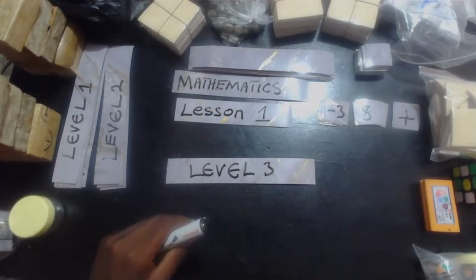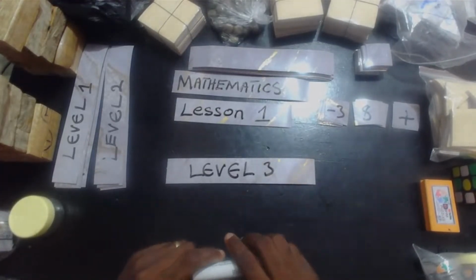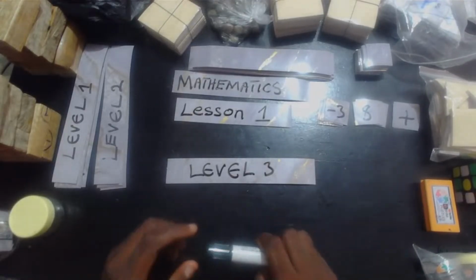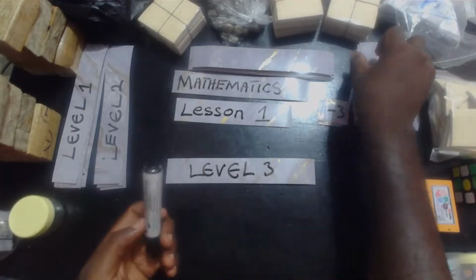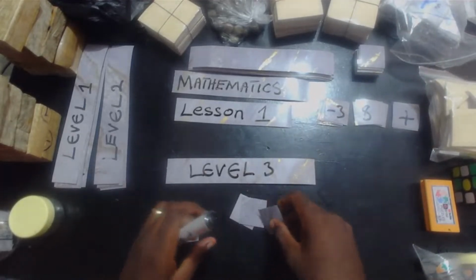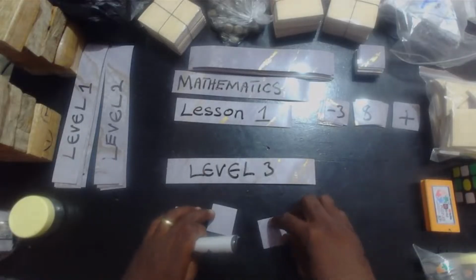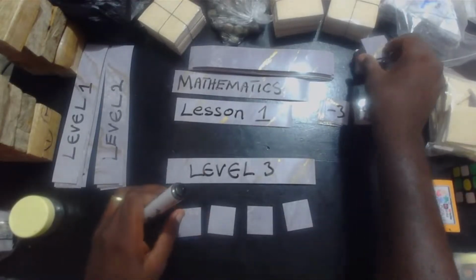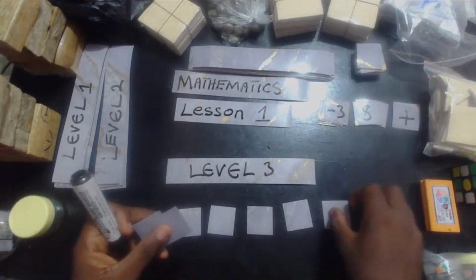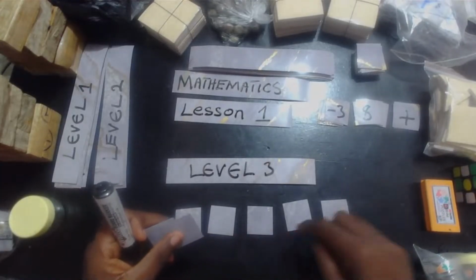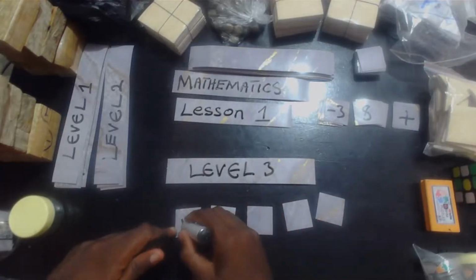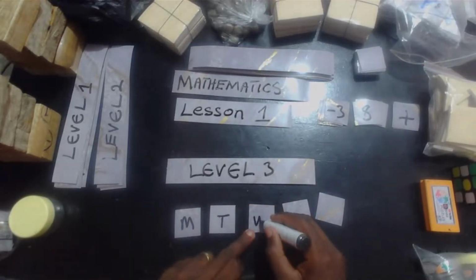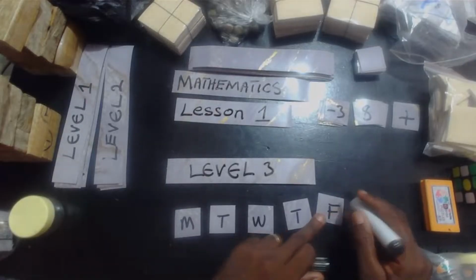So, in level 3 questioning, we have a fisherman who records his daily catch. And this is what he records. So you have Monday, Tuesday, Wednesday, Thursday, Friday.